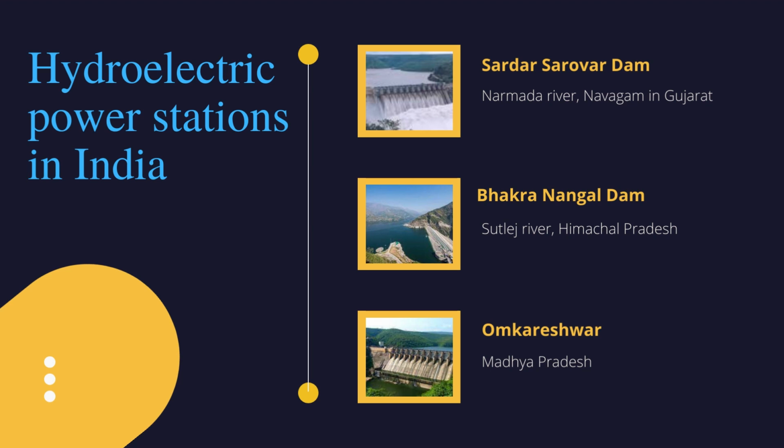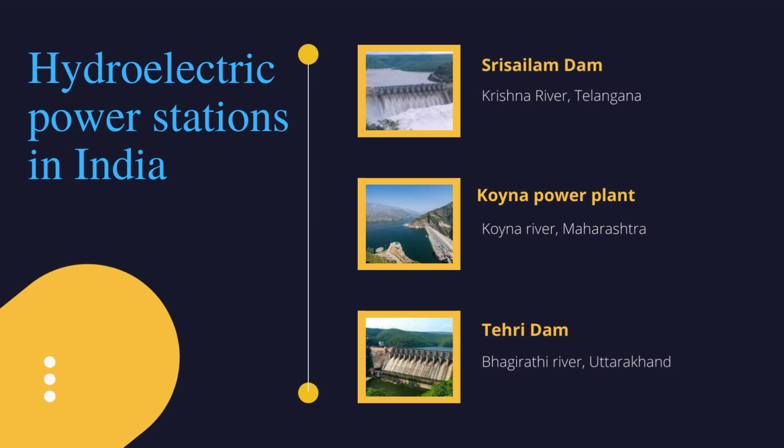Now, I would like to highlight some of the hydroelectric power stations in India. The first one is Sardar Sarovar Dam, situated on the Narmada River in Navagam in the state of Gujarat. Another ancient power station in India is Bhakra Dam. It is located on the Satluj River in the state of Himachal Pradesh. Another one I would like to mention is Omkareshwar in the state of Madhya Pradesh.